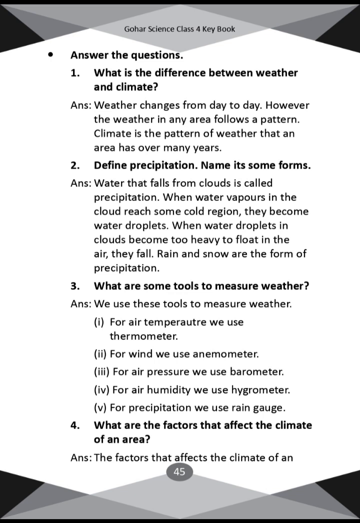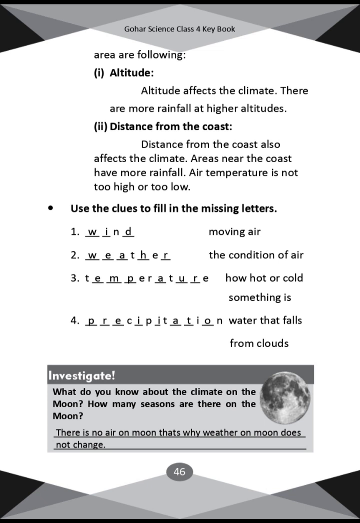3. What are some tools to measure weather? Answer: We use these tools to measure weather. 1. For air temperature, we use a thermometer. 2. For wind, we use an anemometer. 3. For air pressure, we use a barometer. 4. For air humidity, we use a hygrometer. 5. For precipitation, we use a rain gauge.